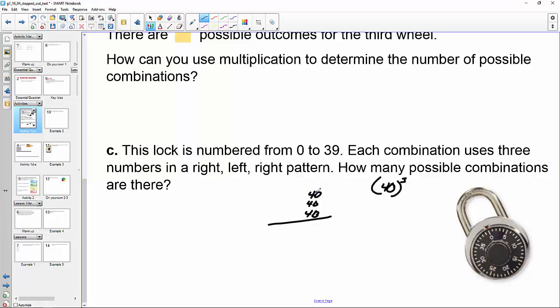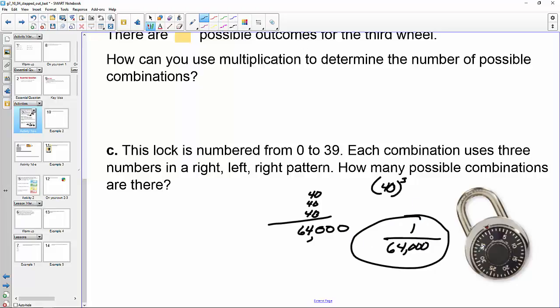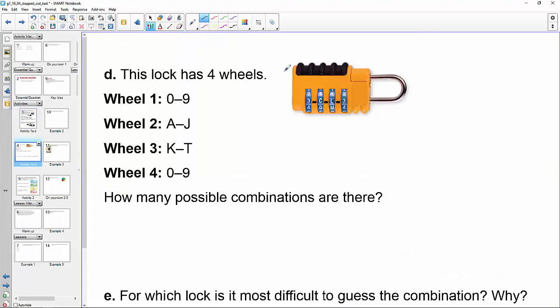I'm going to get rid of the zeros for a second to say 4 times 4 is 16. And 16 times 4 is 64. And then I have my 3 zeros after. That means that there are 64,000 different combinations on every lock, and only one of those will open up your lock. So these are fairly secure. But believe it or not, there's a lot of other things that are a lot more secure. Let's look at this one here.